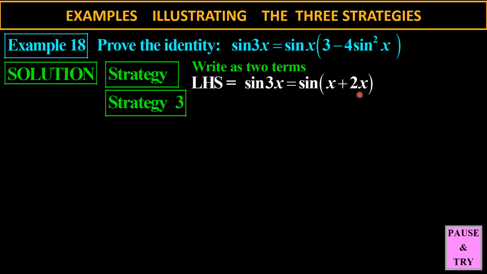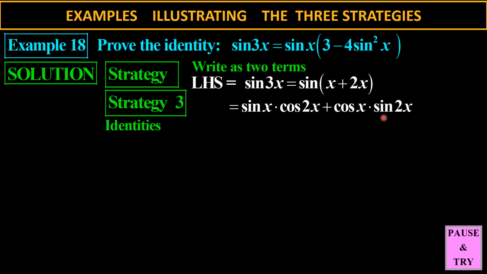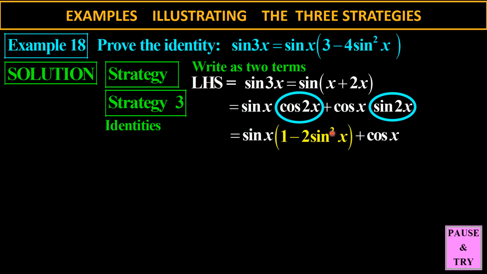So now with this sine of x plus 2x, I can use an identity that's on your information sheet. That's sine of x cos of 2x plus cos of x times sine of 2x. We notice there's a cos of 2x and a sine of 2x, so you can use identities again. For the cos of 2x, remember there's three options, but our objective is to get sine, so I rather change this one to the sine version, which is 1 minus 2 sine squared x. And for the sine 2x, we don't have an option. That is just 2 sine x cos x.